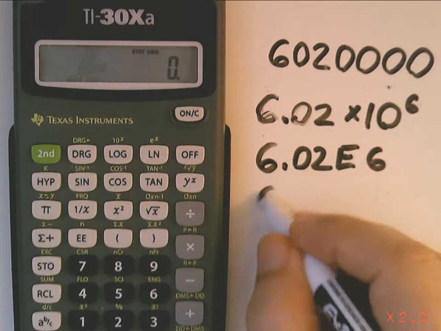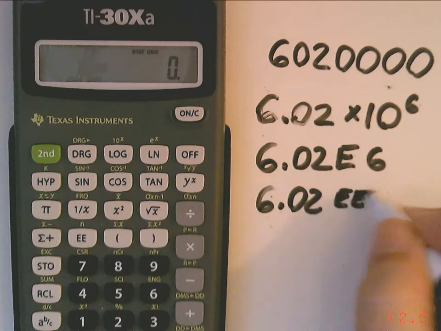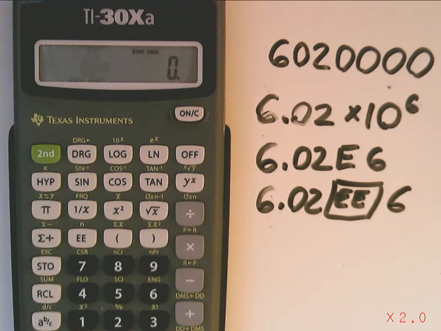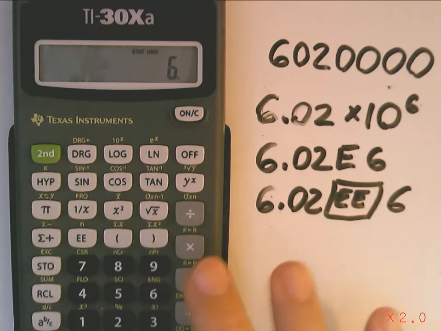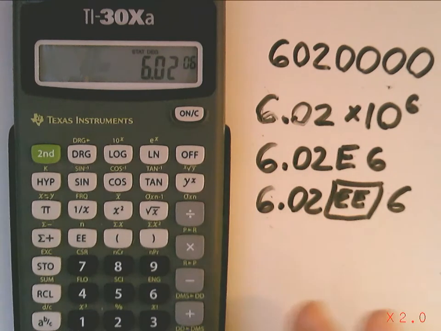So if I type something like 6.02 and hit the EE key, and then 6, that should work. Let's try it. 6.02 EE 6. Now there's the number up in the display.